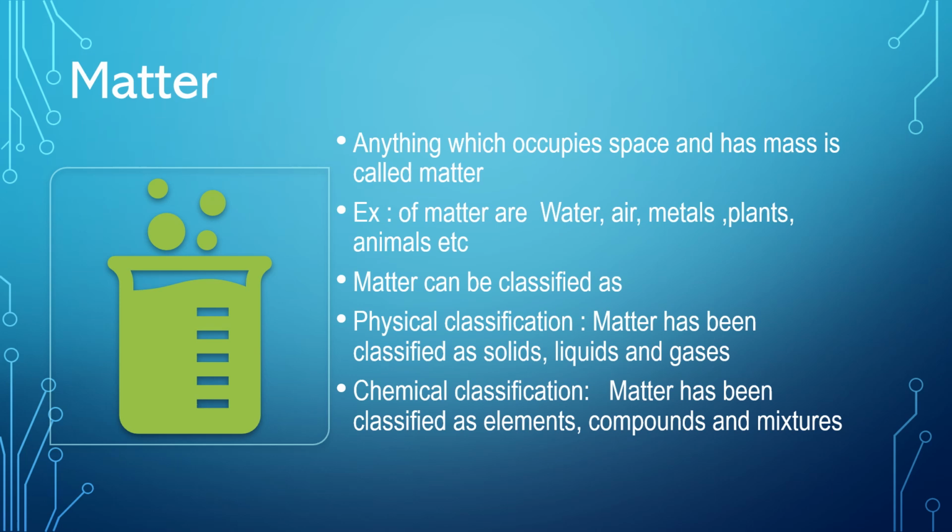Matter can be classified into two types of classifications on two bases: physical classification and chemical classification. Physical classification is when matter is classified as solids, liquids, and gases, and chemical classification is when matter is classified as elements, compounds, and mixtures.